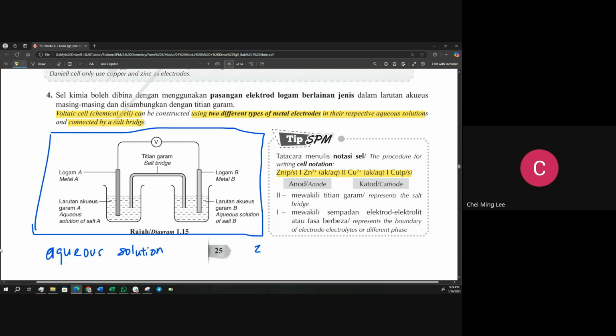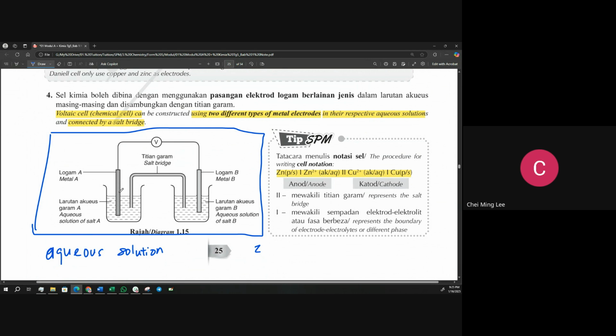So now let's see the voltaic cell. A voltaic cell, which we normally call a chemical cell, can be constructed by using two different types of metal electrodes, A and B, in their respective aqueous solutions, and then connected by a salt bridge. And how we write it, we start by writing it like this.